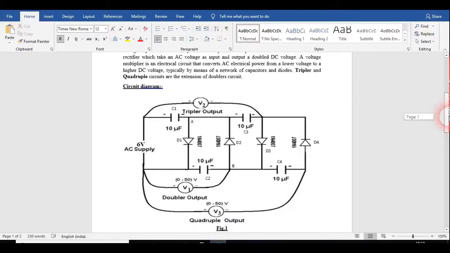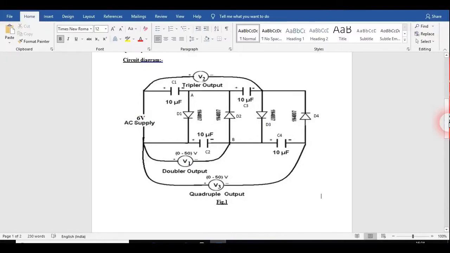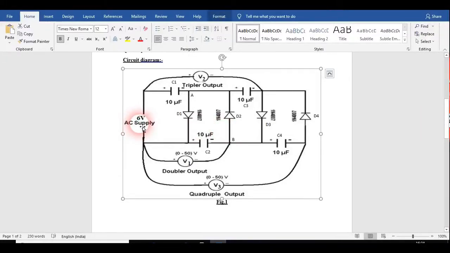So let me explain the actual working here. This is the circuit diagram. Suppose I am giving a 6 volt AC signal here. So this is RMS, and you could find out the peak to peak value, whatever it is. Suppose the value of the voltage is Vmax, Vm. Suppose I am writing here Vm, the peak value.